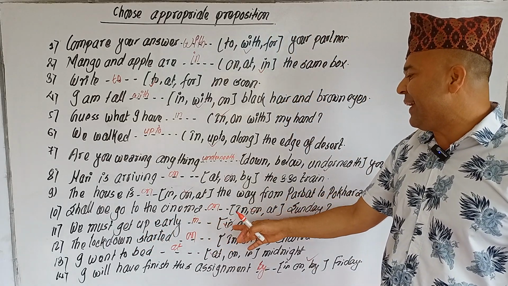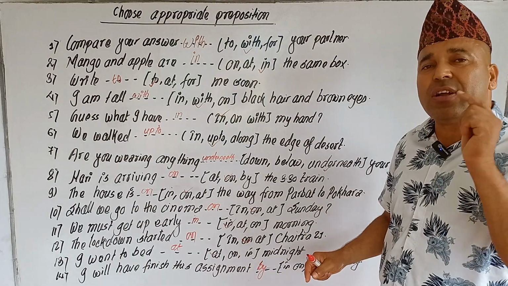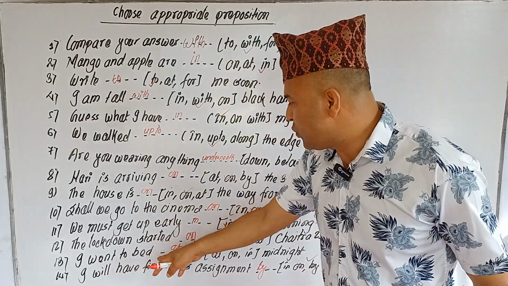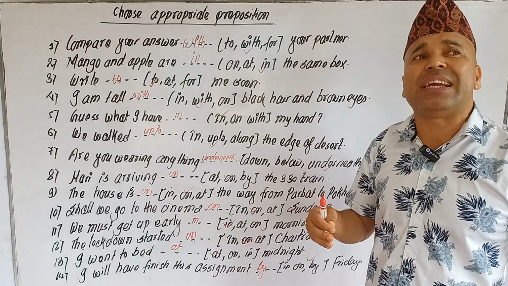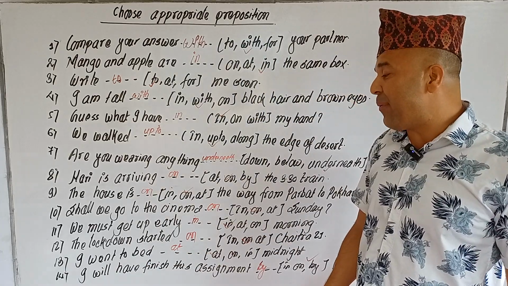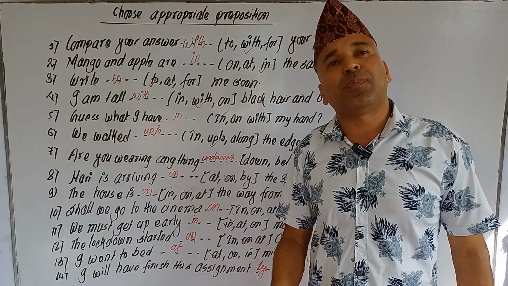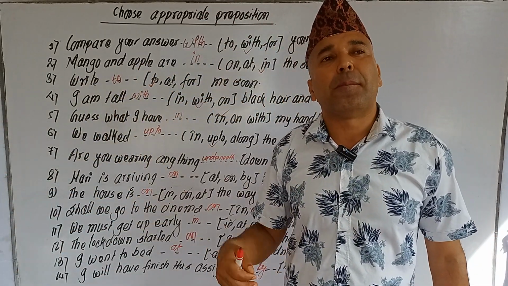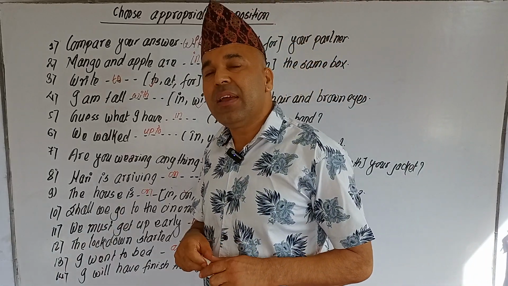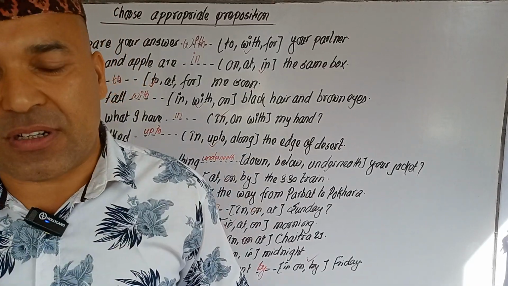We must get up in the morning. The lockdown started on Chaitra. This is a specific point of time, so I use on. We went to bed at midnight. That's why we will have finished this assignment by Friday, by next month, by next year, by next week, whatever else, you have to use by. By is especially for the future, I mean the perfect tense, any perfect tense. All right.